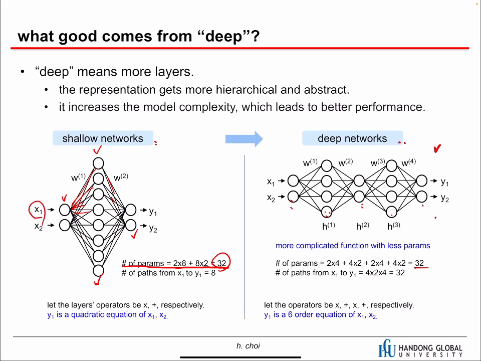Then let's check how many paths we have from x1 to y1. In this shallow network, we have just 8 paths. From this one to this one, there are only 8 paths. But how about this one? From x1 to y1, we have 32 paths, which means the deep network can capture more different variations, more different patterns from x1 to y1, which means we can model a more complicated relationship between x1 and y1. So that's the beauty of deep networks.